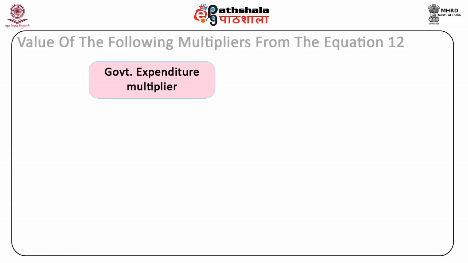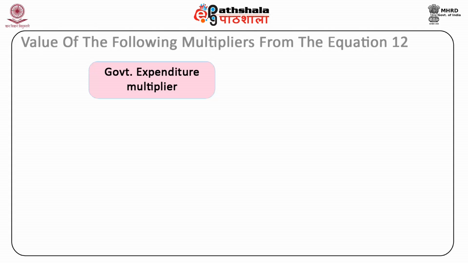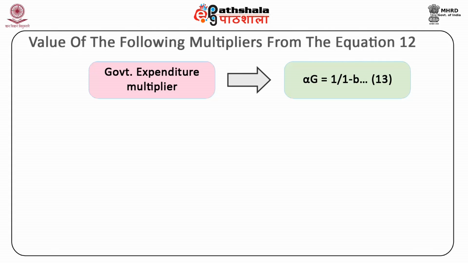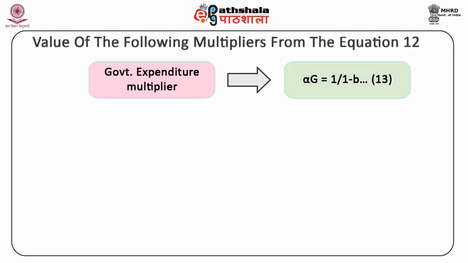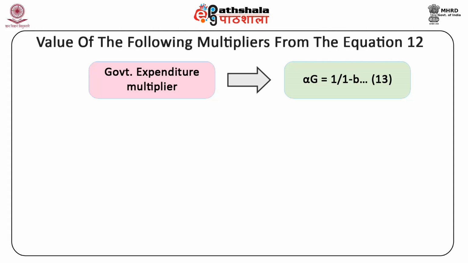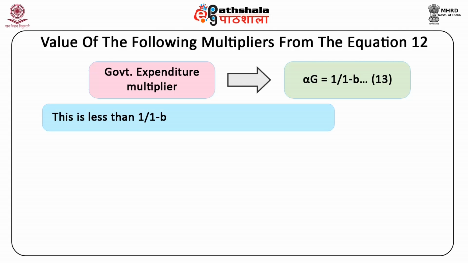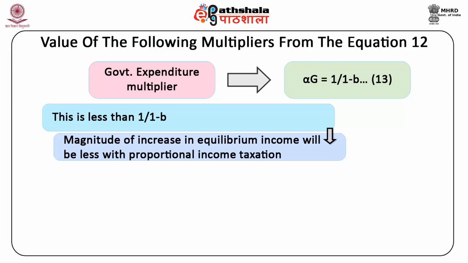Government expenditure multiplier is equal to alpha g = delta Y by delta G = 1 by 1 - B(1 - t). This is equation 13. This is less than 1 by 1 - B, that is, the value of the multiplier when there are no income taxes. In other words, the magnitude of increase in equilibrium income will be less with proportional income taxation.